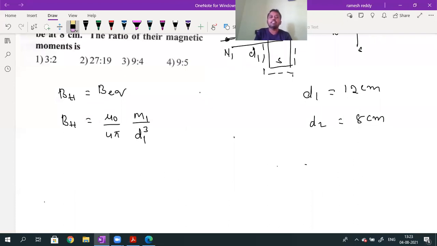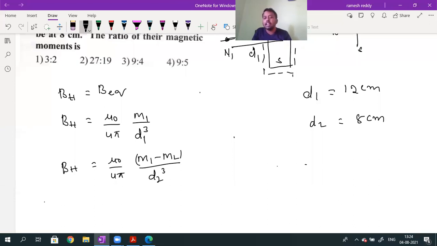Magnetic moment value decreases, so what will I get the second time? The second time I will get the BH value. BH will be given by mu naught divided by 4 pi into, here what do I get, M1 or M2 or M1 plus M2. Both possibilities: when one bar magnet is placed over another, the resultant magnetic moment is either M1 minus M2 or M2 minus M1, divided by D2 cubed.